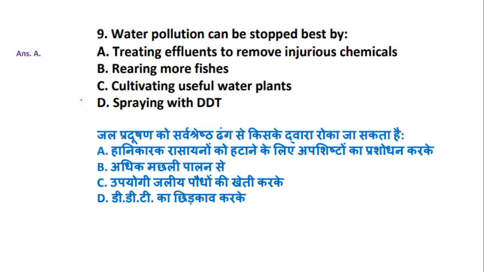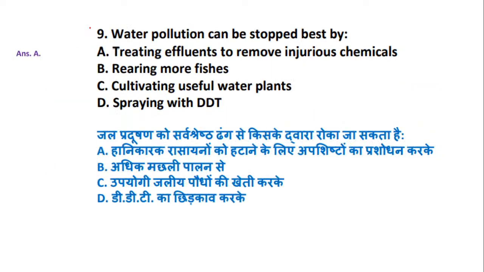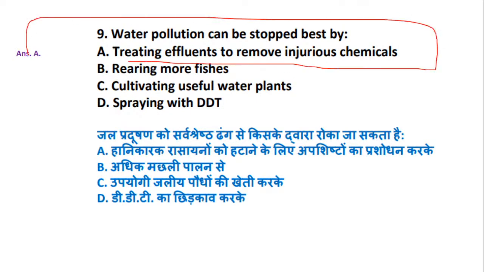the right answer, is option number A, where we talk about treating effluents to remove injurious chemicals. For example, in order to control water pollution, sewage oxidation ponds or filter beds or septic tanks or decomposition ponds have been developed. These oxidation ponds have a luxuriant growth of algae and bacteria, and that needs to be broken down, and hence we need to use the method, that is treating effluents to remove the injurious chemicals. This can be the best way in order to stop water pollution.